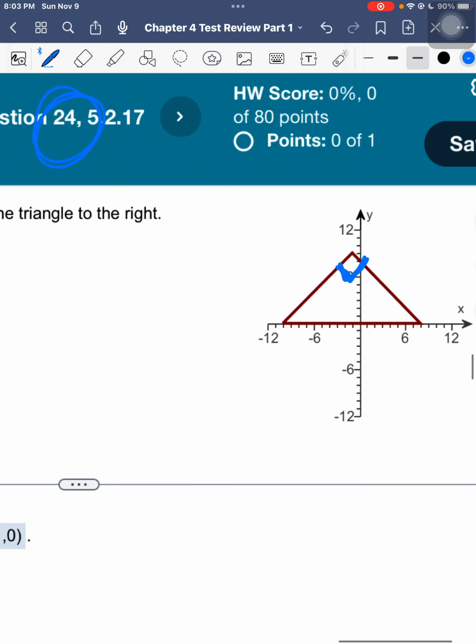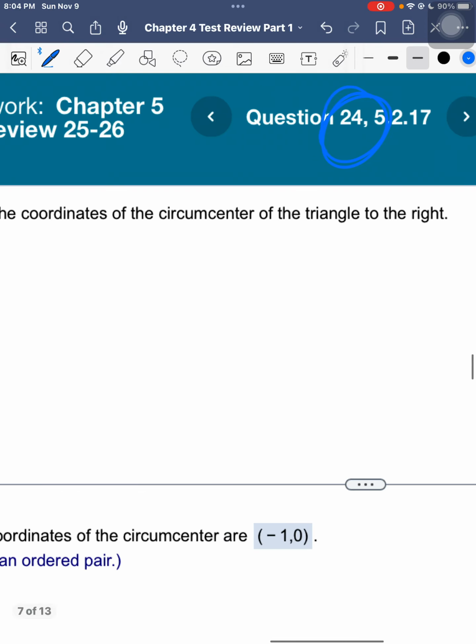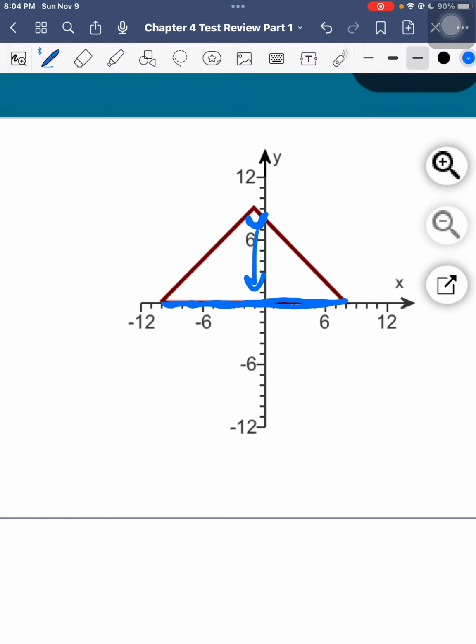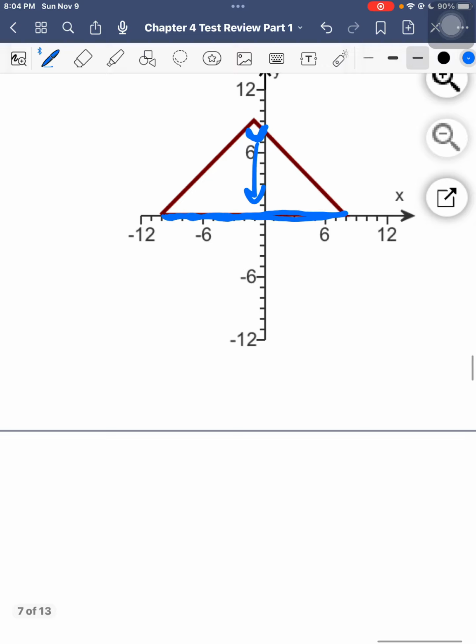Because we know that this is a right triangle, with this being the 90 degrees, this side is the hypotenuse. And if this side is the hypotenuse, what do we know about the circumcenter of right triangles? They're always on the midpoint of your hypotenuse. So let's get the two endpoints of this hypotenuse: this point and this point.